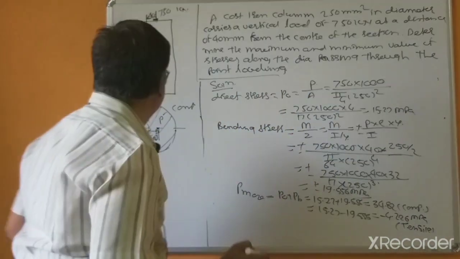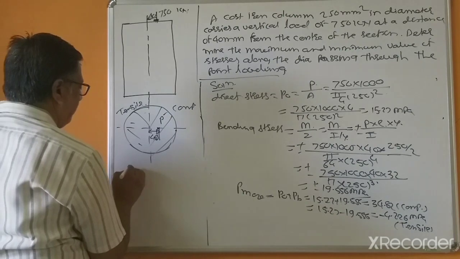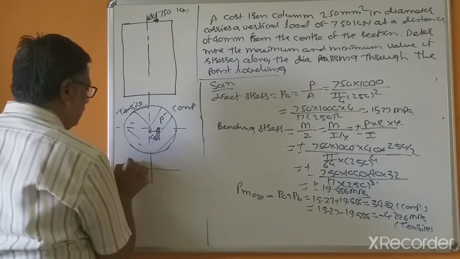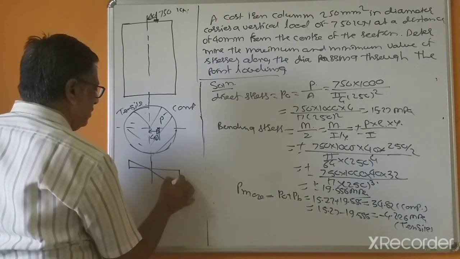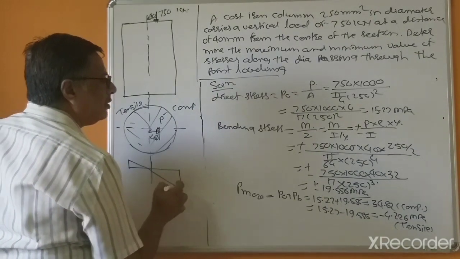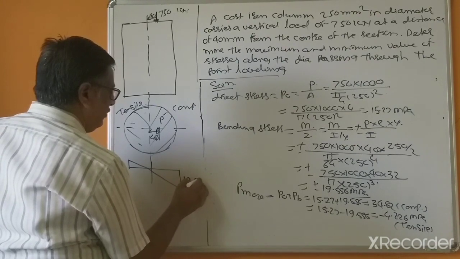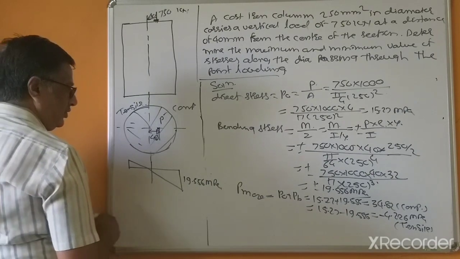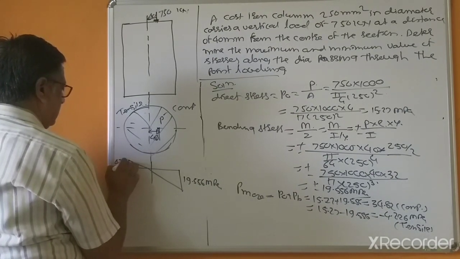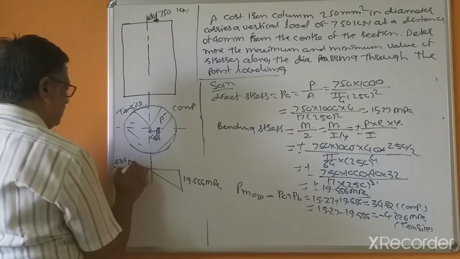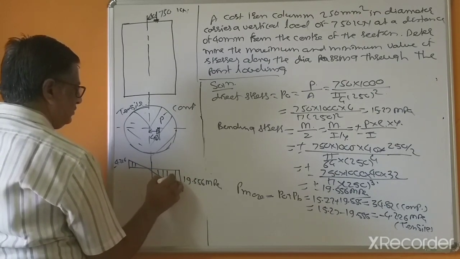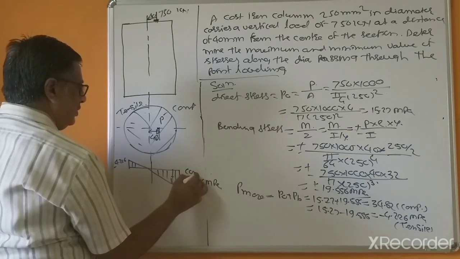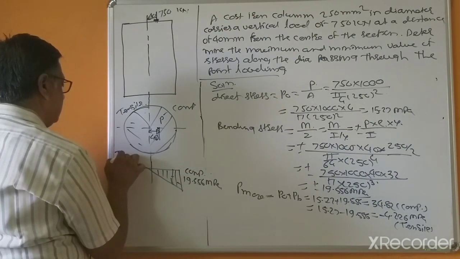So in this case you will get 19.556 megapascal, and this is tensile, and this is compressive. And this is tensile.